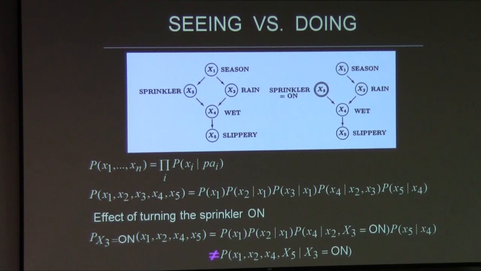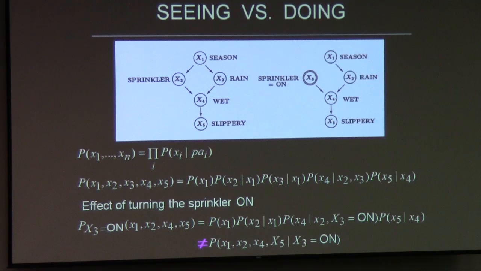So here we are facing seeing versus doing. How did the robot know to answer differently to the question, what if I see the sprinkler on and what if I turn the sprinkler on? The robot did the following trick. The robot eliminated the equation that previously determined the value of the sprinkler, it was the season, and solved a new set of equations in this mutilated graph.